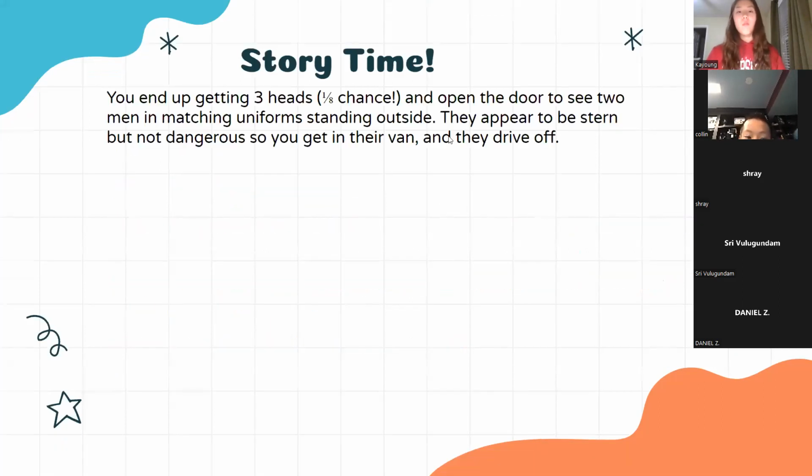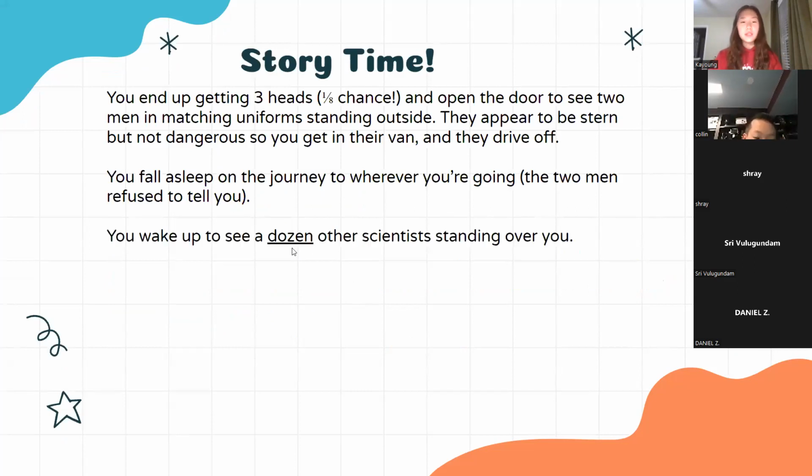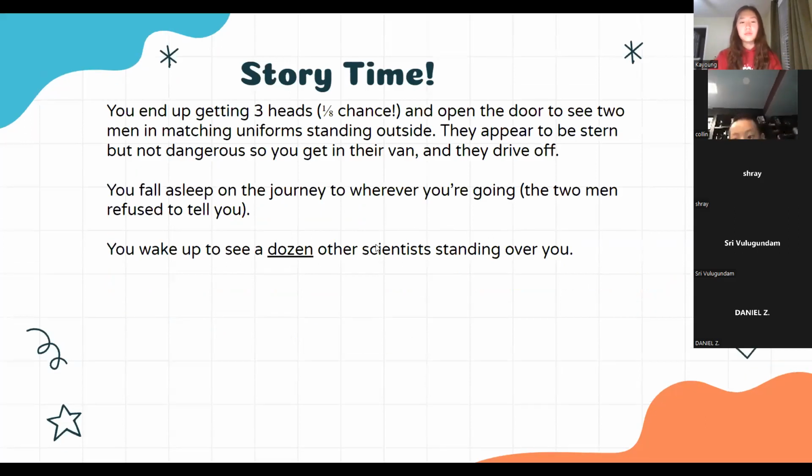And then you end up getting 3 heads, which is super rare. And then you see these men in matching uniforms. So you fall asleep on the journey to wherever you're going, and then you wake up and see a dozen scientists standing over you. How many are in a dozen again? 10, 12? Oh, 12.